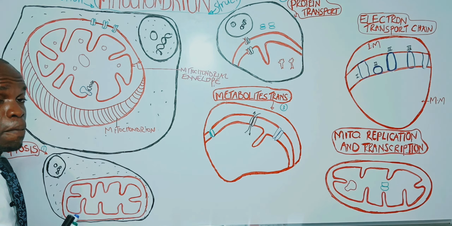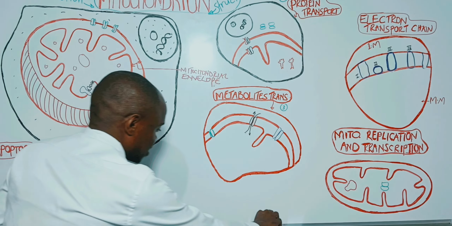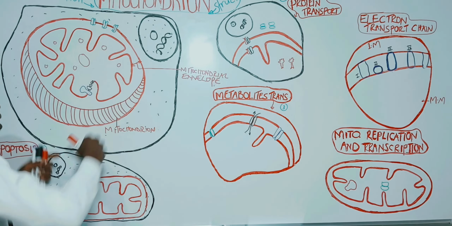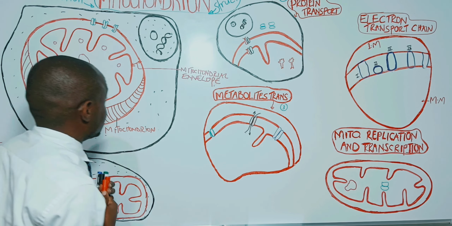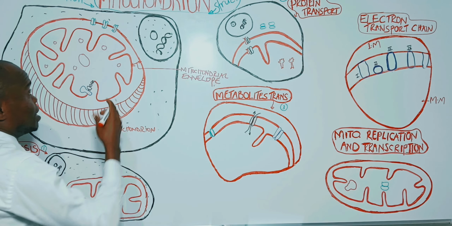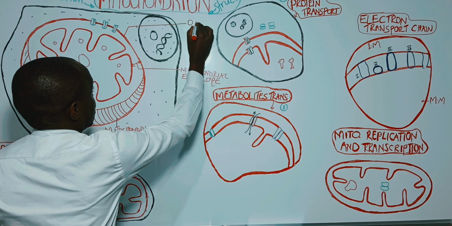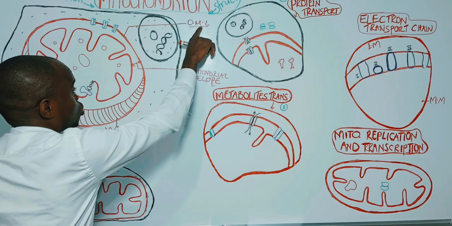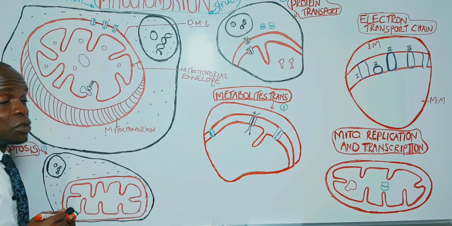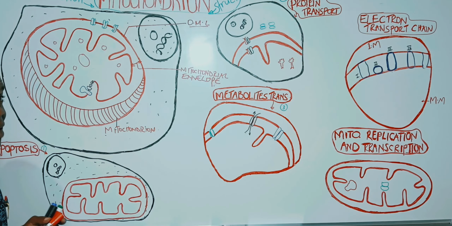This covering here consists of two layers. It has two major layers that are enclosing the inner part of the mitochondria. This is what we call the outer layer. This is what we call the outer mitochondrial layer, which is this one here. I'm going to abbreviate it like this. Outer mitochondrial layer. You get? Or envelope.